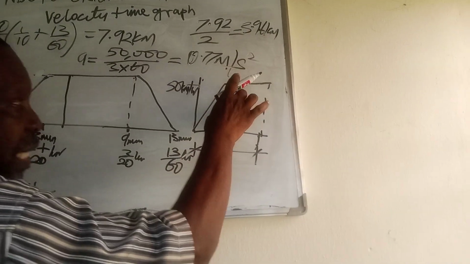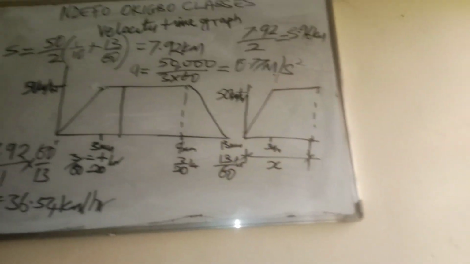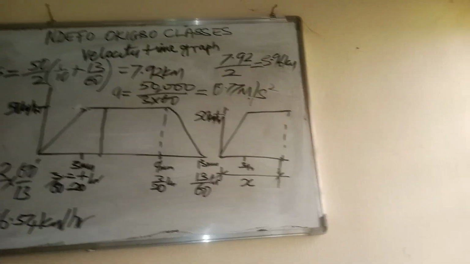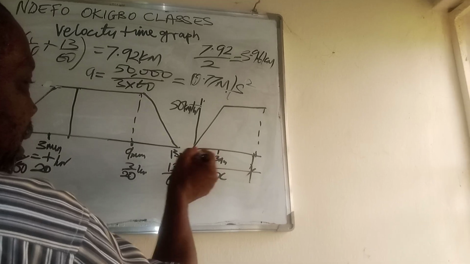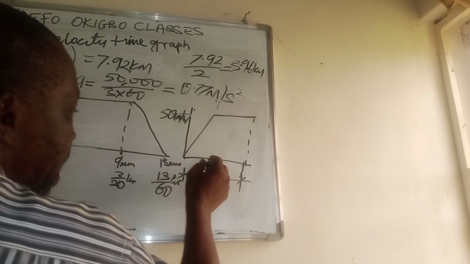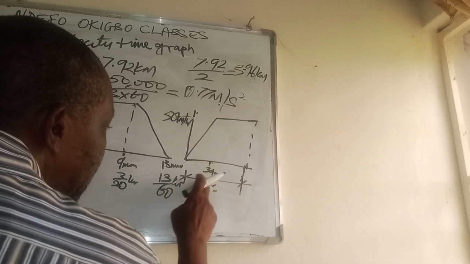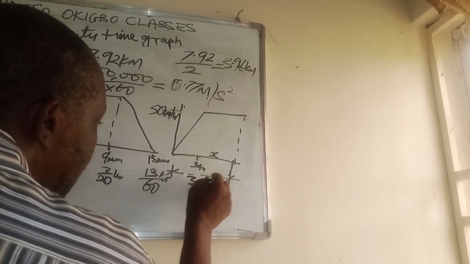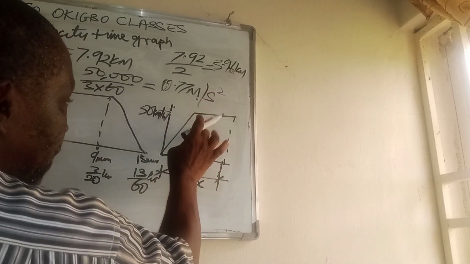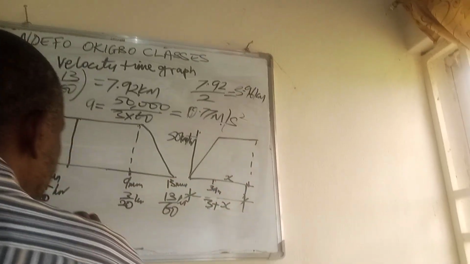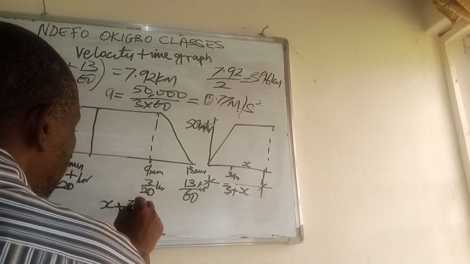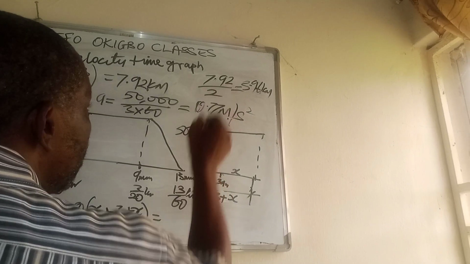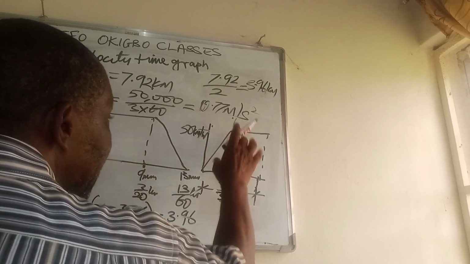So if we get the area of this small trapezium, we equate it to 3.96. This is 3, and from here to here, we take this as x. The whole of this is 3 plus x. So the area of this trapezium will be x plus 3 plus x times 50 over 2, and this is equal to 3.96.